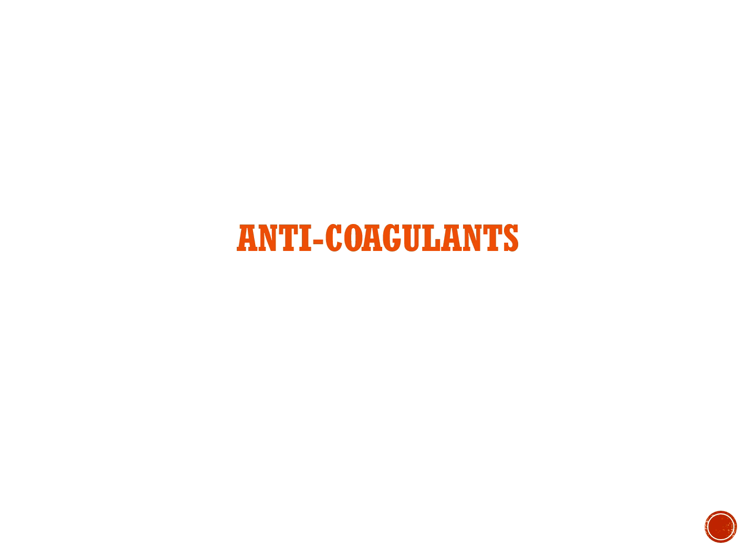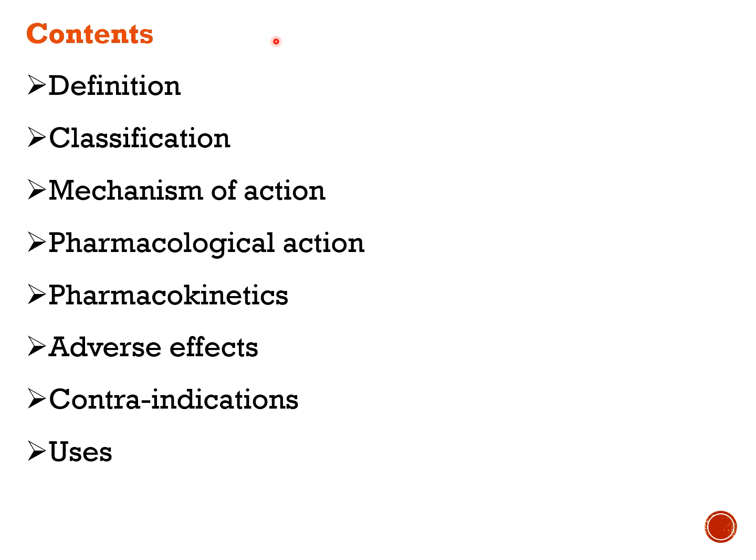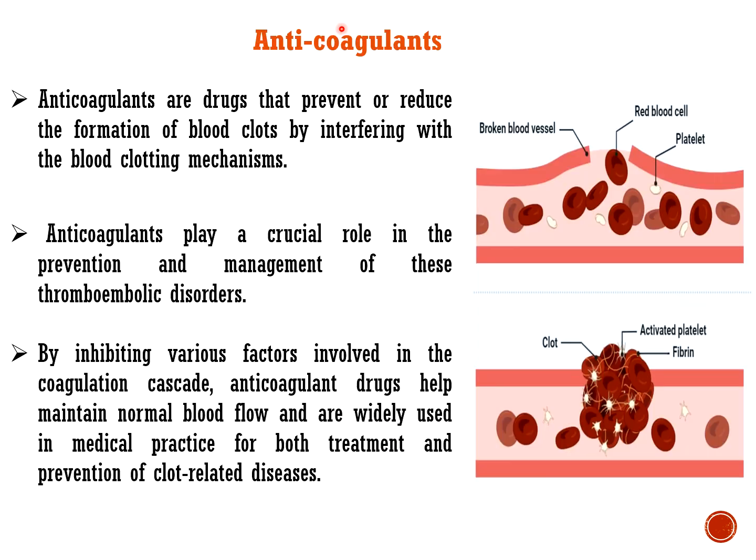Anticoagulants. Anticoagulants, the name itself explains it. Anti means opposite, against, coagulants. So these are the drugs that act against coagulation. Let me discuss the contents: definition, classification, mechanism of action, pharmacological action, pharmacokinetics, adverse effects, contraindications, and uses. Let me go with the definition.